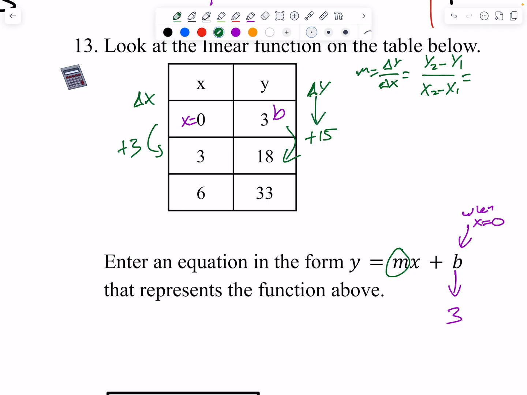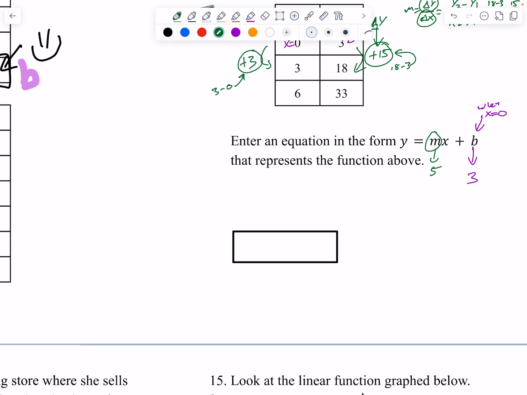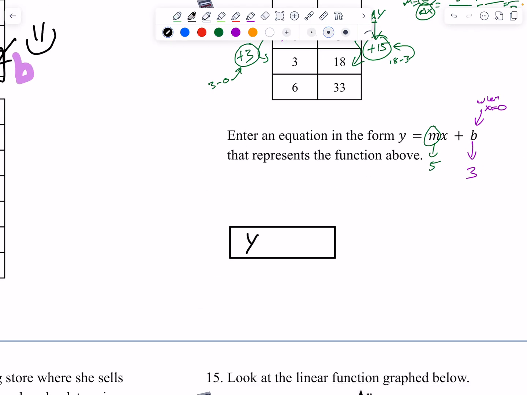18 minus 3 equals 15. For my x's, how did you get that? You got 3 minus 0 equals 3. So when I said y over x, well, there's my y over x, or my change. So I get 15 over 3, which is just 5. So now that I got my numbers, I can say y equals 5x plus 3.